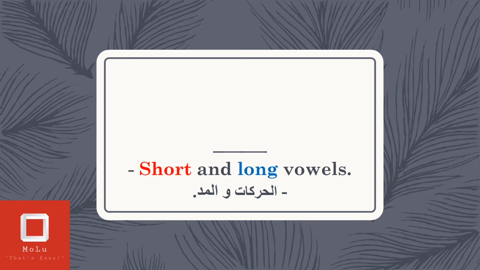Each letter in the Arabic language has 3 short vowels and 3 long vowels. But don't worry, it's so easy to learn. The short vowels for the letter ba are ba, bu, bi. And the long vowels are ba, bu, bi.